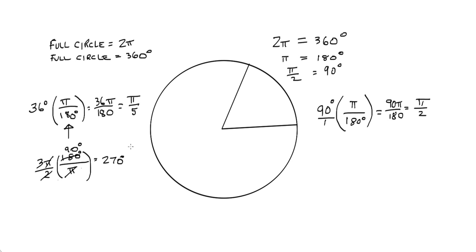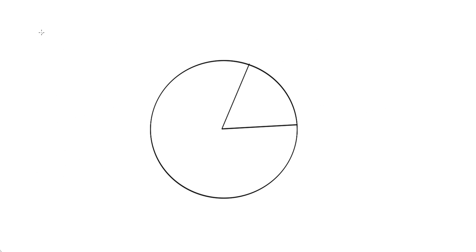Okay? So, bottom line then, let me clear out some stuff here, to go from radians to degrees, you multiply by 180 over pi. To go from degrees to radians, you're going to multiply by pi over 180 degrees.